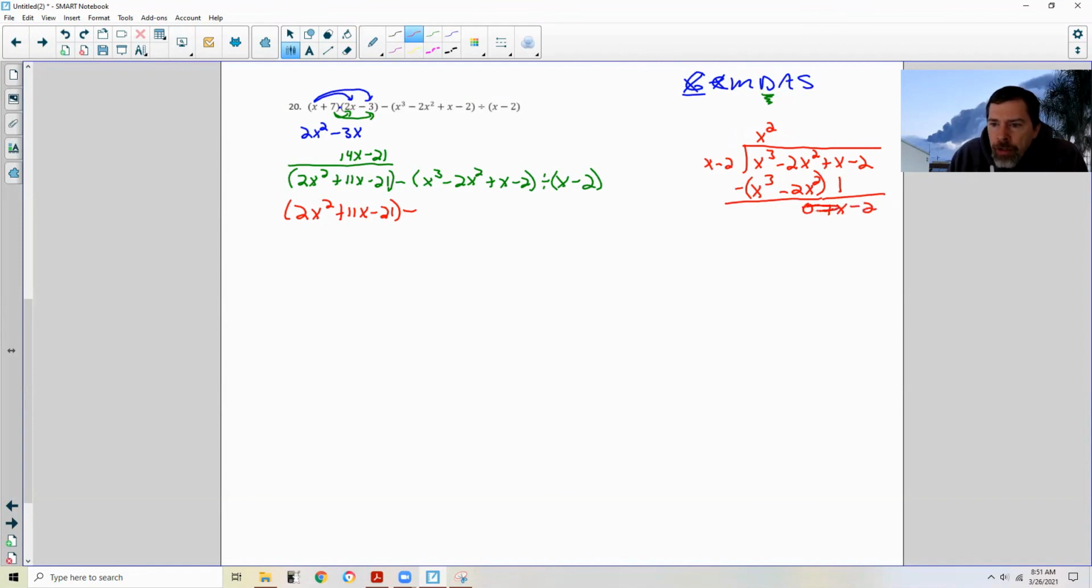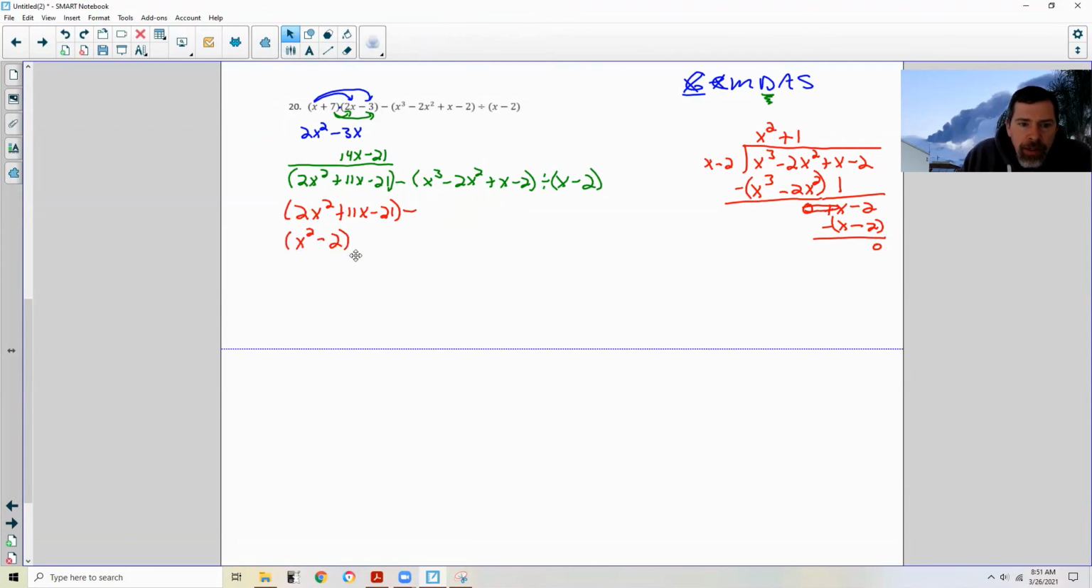And so I'm ignoring all of this right here. X, well, that's going to be plus 1. Okay, 1 times x minus 2 is x minus 2. And when I subtract those, I get 0. So now I have 2x squared plus 11x minus 21. And this whole thing here now is just simply x squared plus 1. And if I write that underneath here, and then rearrange it so that it's lined up. Okay, what did I have? Plus 1.